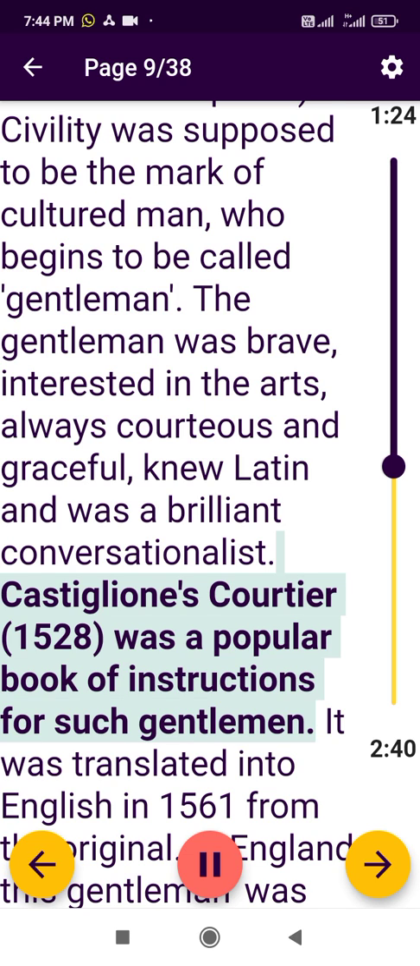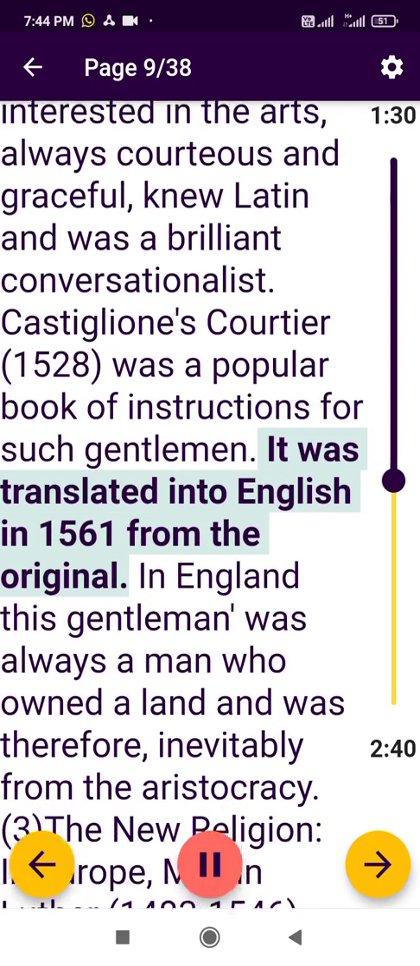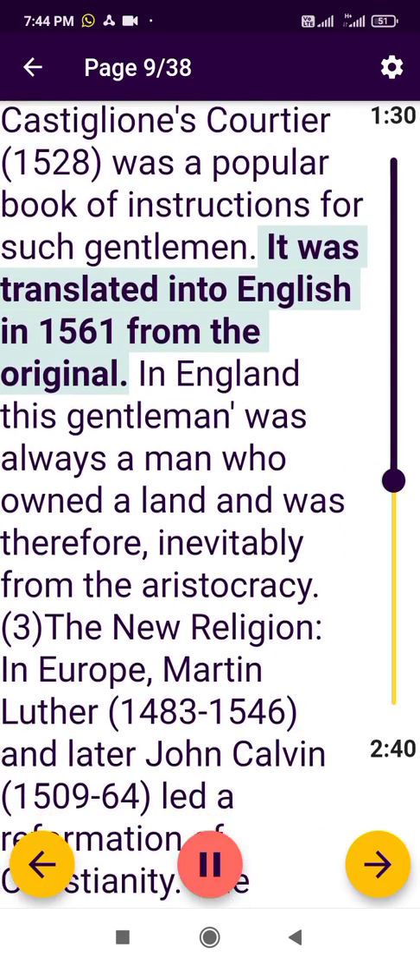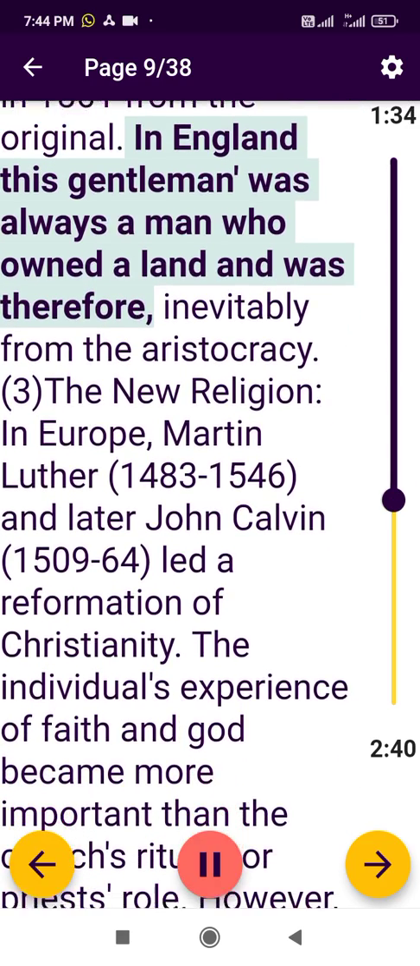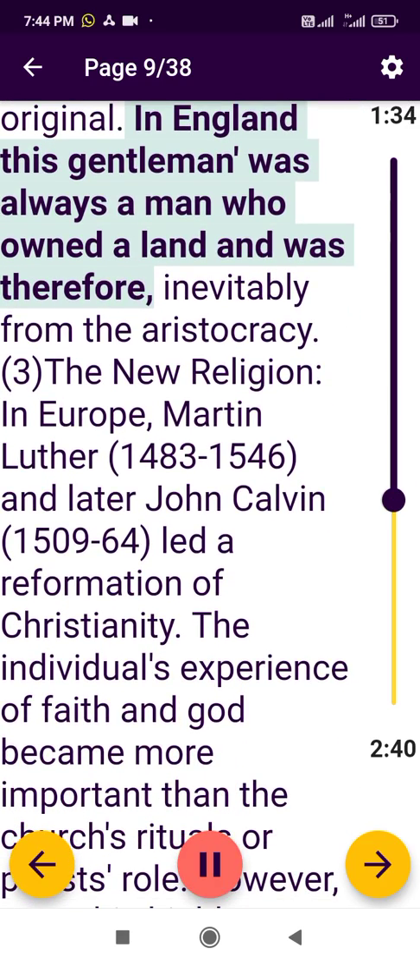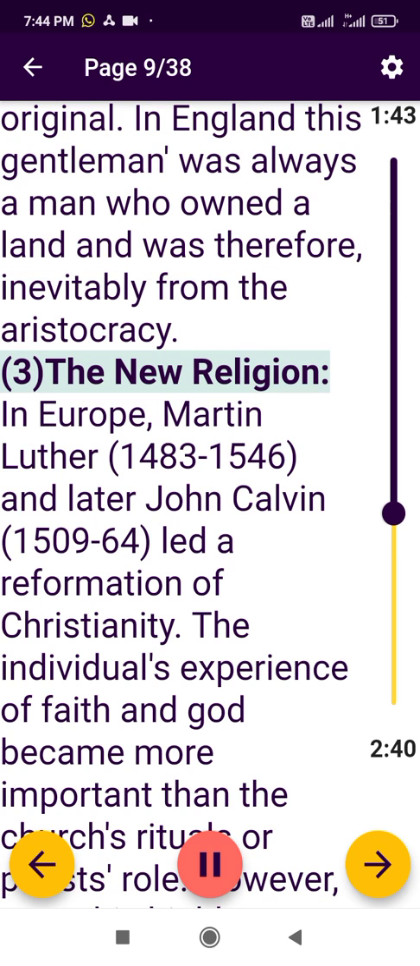Castiglione's Courtier, 1528, was a popular book of instructions for such gentlemen. It was translated into English in 1561 from the original. In England, this gentleman was always a man who owned land, and was therefore inevitably from the aristocracy. 3. The new religion.